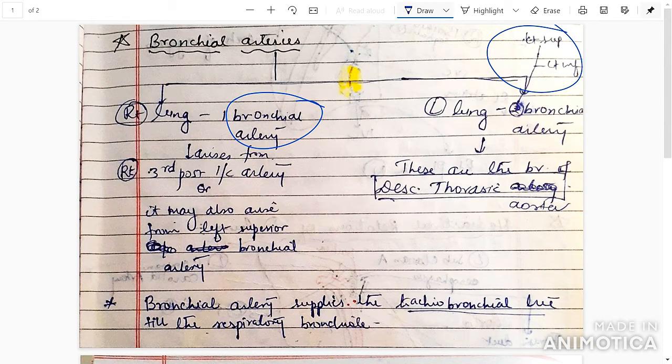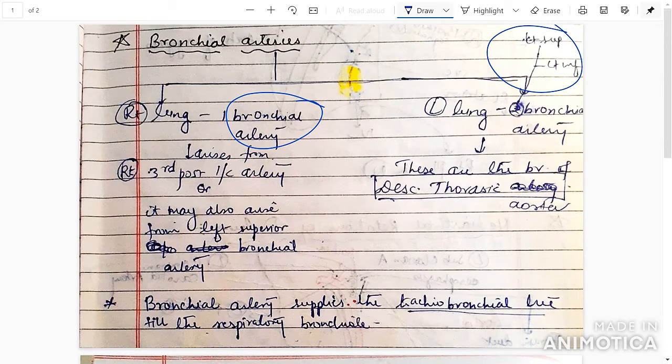So for the right lung we have one bronchial artery which arises mainly from the right third posterior intercostal artery. For the left lung we have two bronchial arteries, the first is the left superior and the other is the left inferior bronchial artery, and these arise from the descending thoracic aorta.